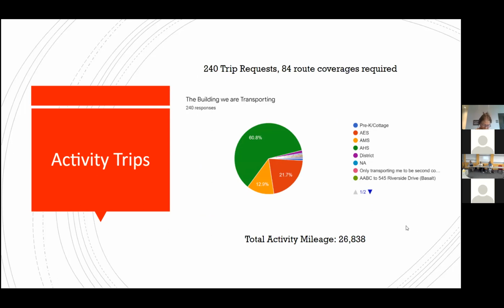So this is just kind of a breakdown of what building we are transporting. High school is typically our largest transporter for activity trips each year. As you can see, they held the majority, around 60%. We did a lot less mileage in our activities this year, as expected, because we weren't doing a lot of our outdoor eds and exits and everything like that. So in a typical year, we're more in the 90,000 at this point. So we did a lot less this year.